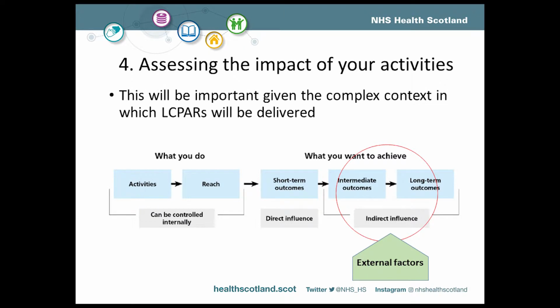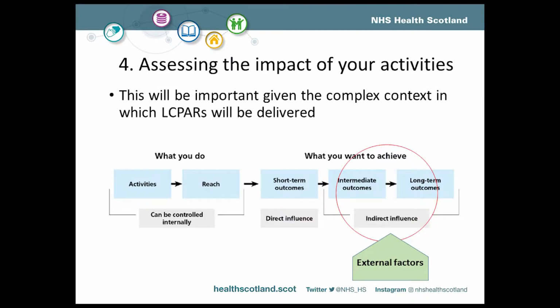And so what I've put up here on the slide is a very basic outcomes chain. You'll see it captures both what you do in terms of your activities and the intended reach of those activities. And that falls into the sphere of things that you can really have a lot of control over. So that's the services you deliver and how you deliver them. And then it links that to what you want to achieve. So that's your short, intermediate and longer term outcomes. But realistically, it's the short term outcomes that you have most direct influence over.